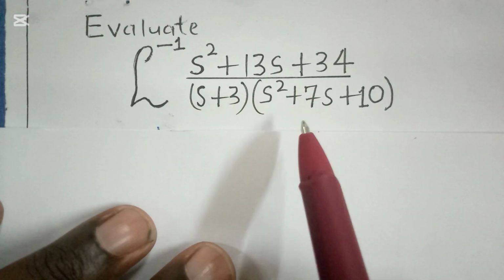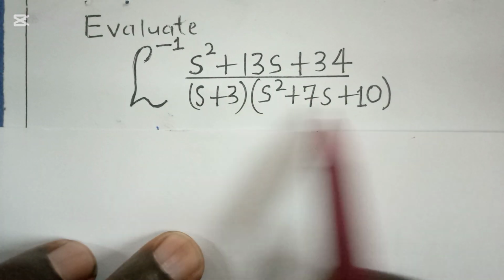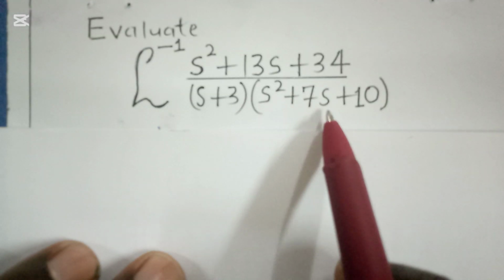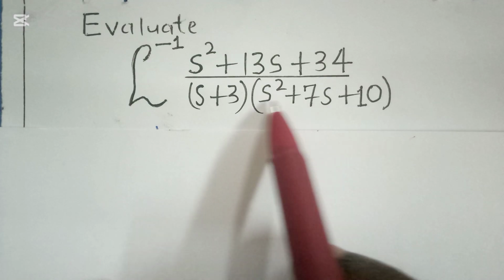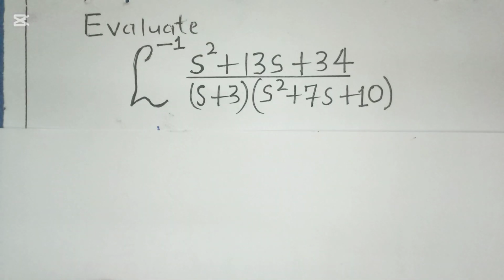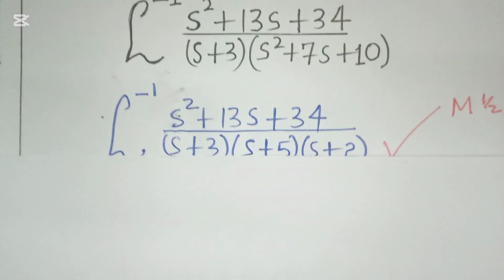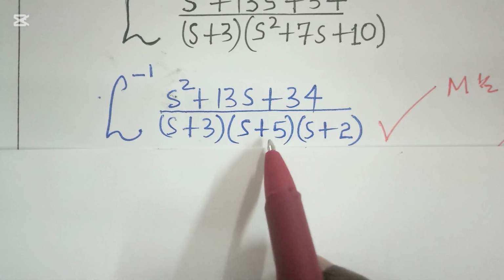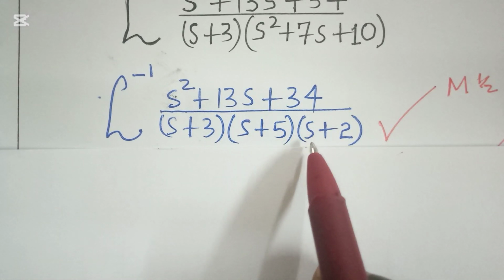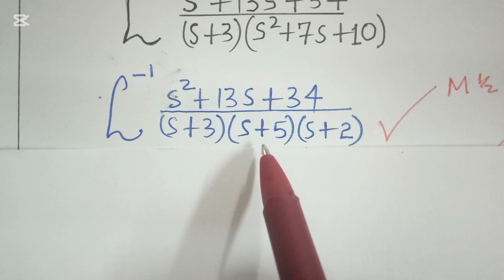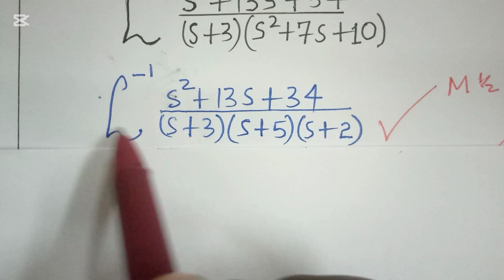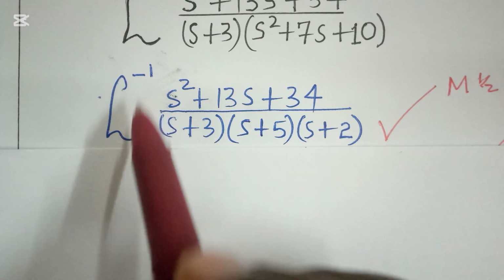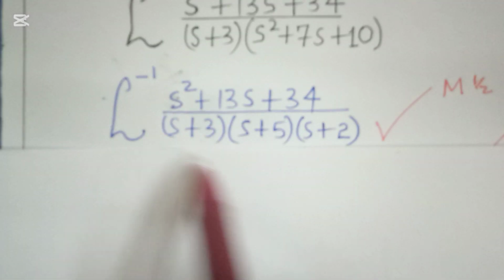So guys, the first thing we are going to do is to make this into factor form. That is s squared plus 7s plus 10. You convert that term to factor form, and now it will come to this. After that, guys, we come and do what we call partial fractions. We can leave aside the inverse Laplace transform first, and now we find the partial fractions of that.